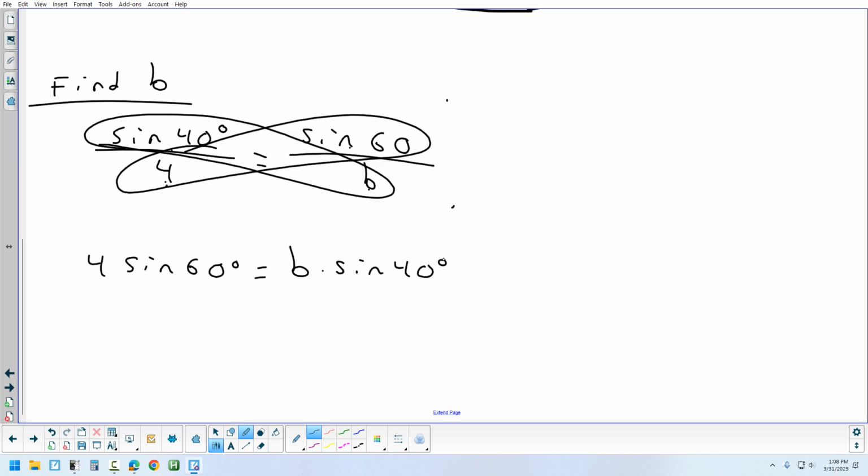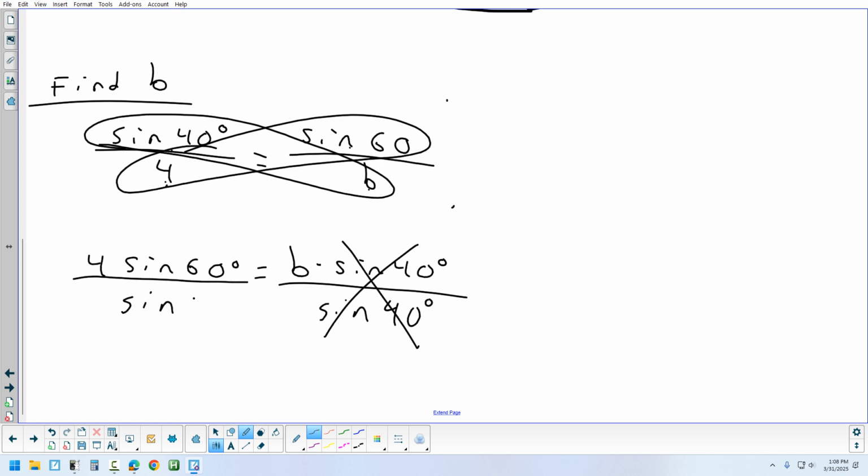Now the last step, we want to get b alone. How do you get rid of this times sine 40? You divide. Yep, divide by sine 40. So when you divide by sine 40, that's gone, and when you do it over here, that is your answer for B. Don't try to reduce the 60 and the 40 and think, oh, they're both divisible by 20. No, can't do that. Just type it all in just like that.